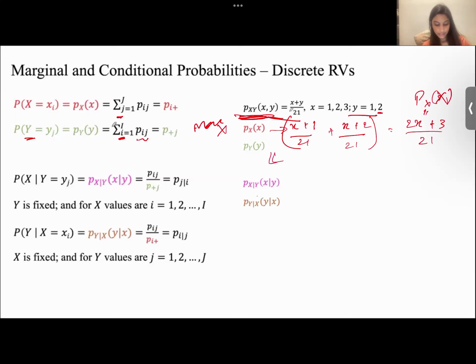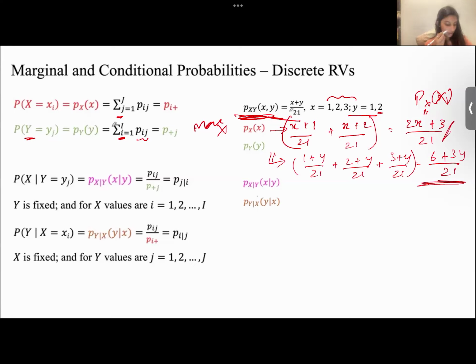Similarly, you can do the same thing for the marginal probability of Y. You apply all these values of X in this expression. So it would be (1 plus Y) divided by 21 plus (2 plus Y) divided by 21 plus (3 plus Y) divided by 21. If you substitute all this, you have 3 plus 2, 5, 5 plus 1, 6, plus Y plus Y plus Y is 3Y, so (6 plus 3Y) divided by 21. So this is your marginal probability of Y, and this is your marginal probability of X.